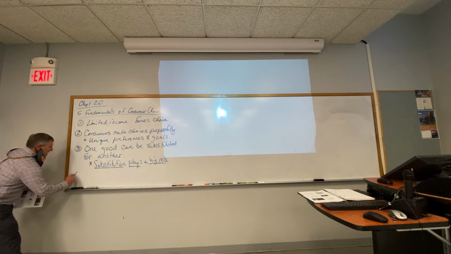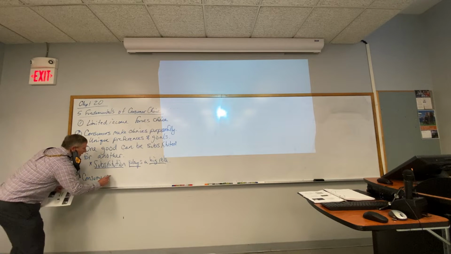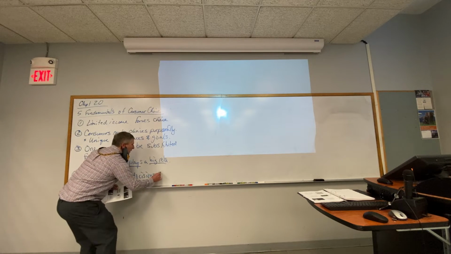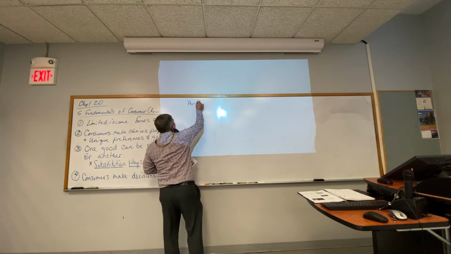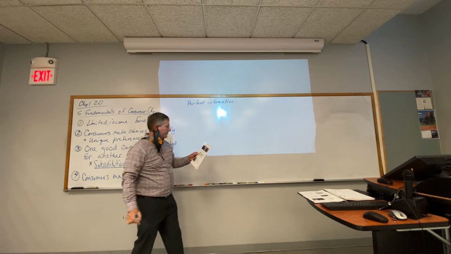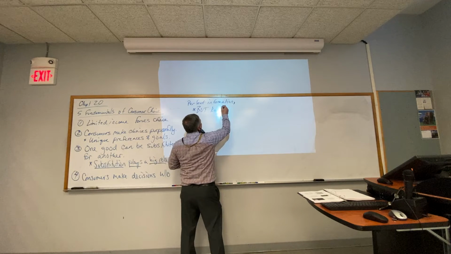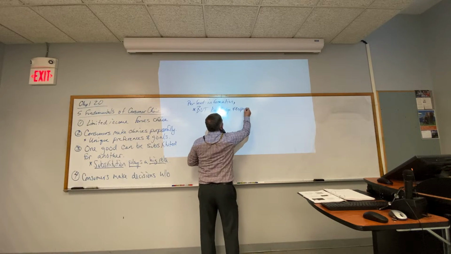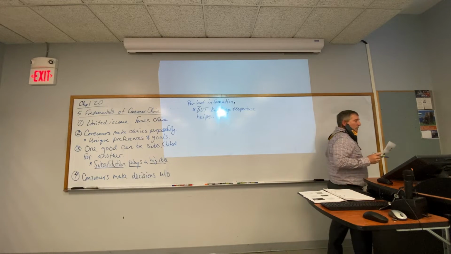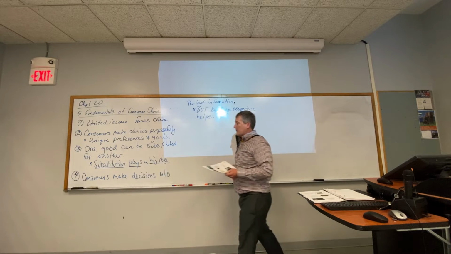All right, so number 4 is the knowledge part here. Consumers make decisions without perfect information. But knowledge and experience helps. As we get older, we might get wiser as we've been burned on certain things before. But otherwise, we don't operate with perfect information.